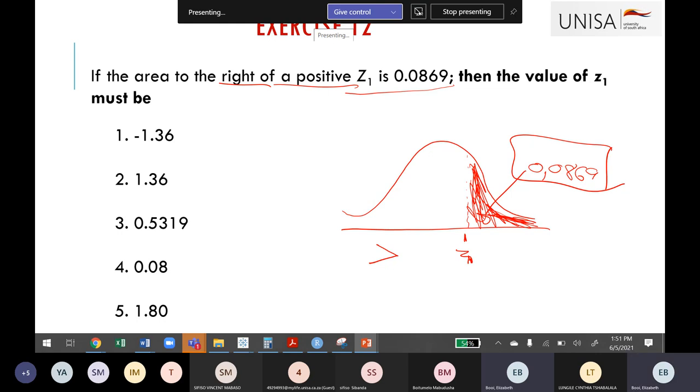So if they are looking for the greater than, because they say to the right, which is the greater than side, then it means this probability, when we found it, we found the probability of 1 minus 0.0869. So we need to go find the actual probability, and that actual probability is 1 minus 0.0869, which is 0.9131. So we need to go to the table and find this probability on the table. 0.9131. So we go to the table.